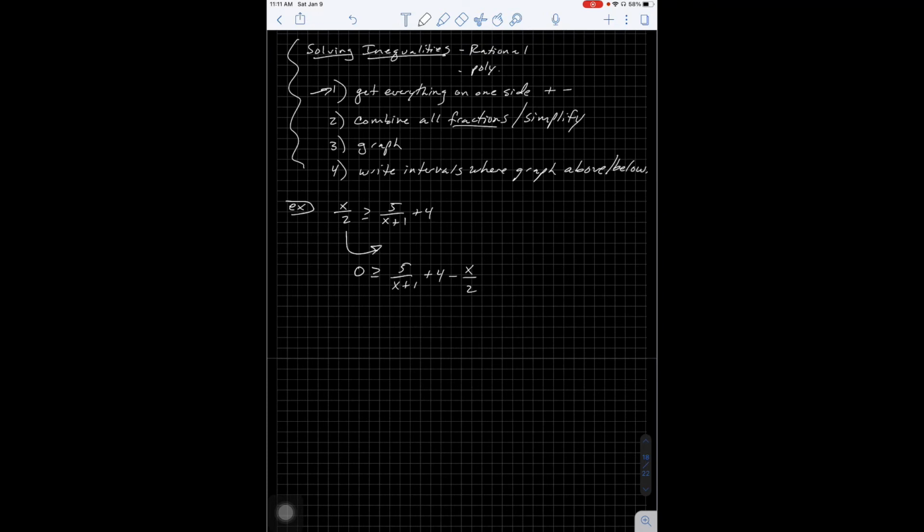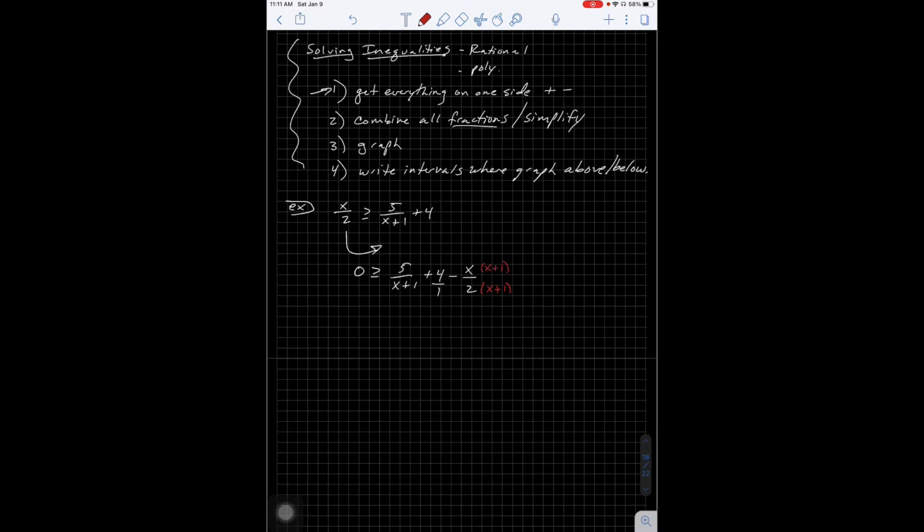The next thing I need to do is combine all fractions and simplify. So that means that I need a common denominator. So the 4 is not in fraction land currently, so I'm going to put it over 1 to get it in fraction land, and then I need a common denominator. So I'm going to multiply this one by x plus 1 on the top and the bottom.